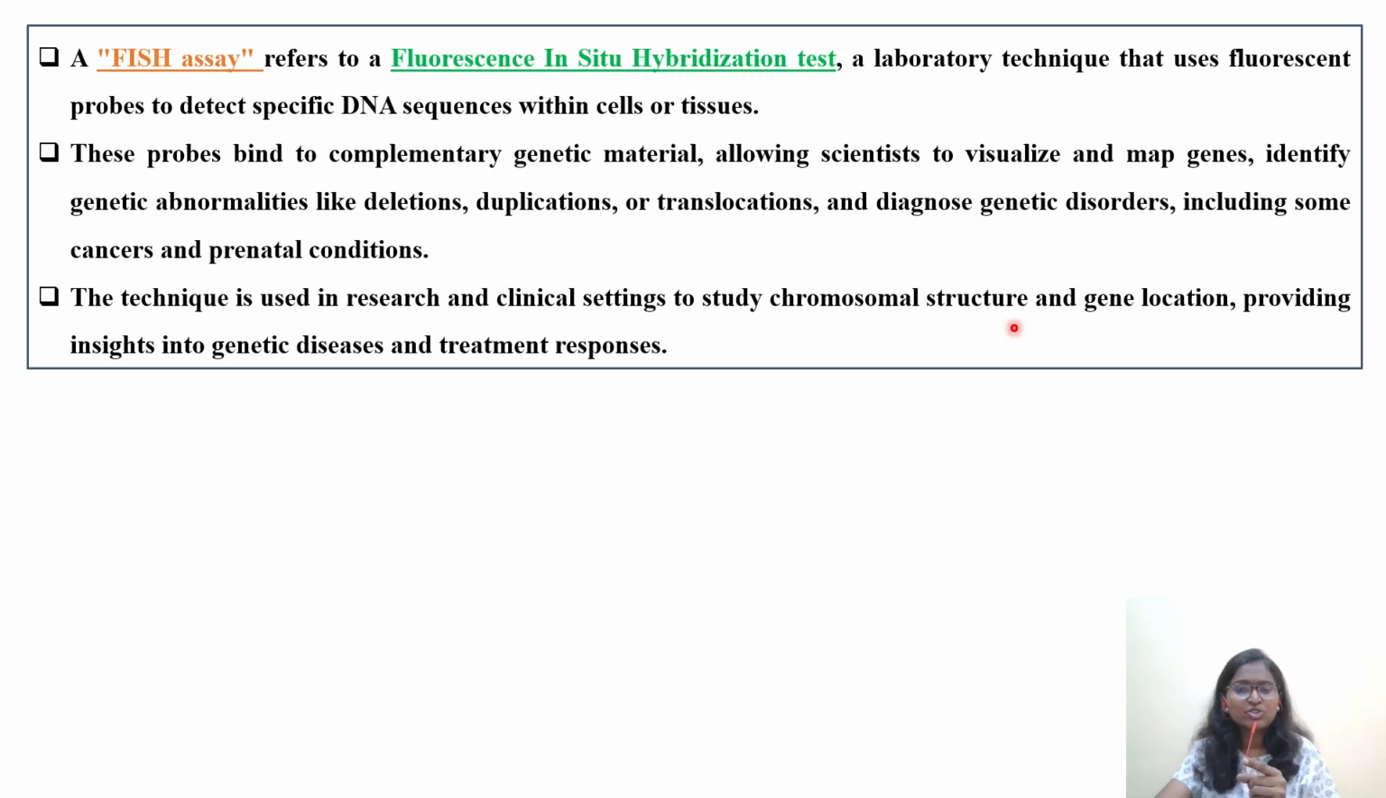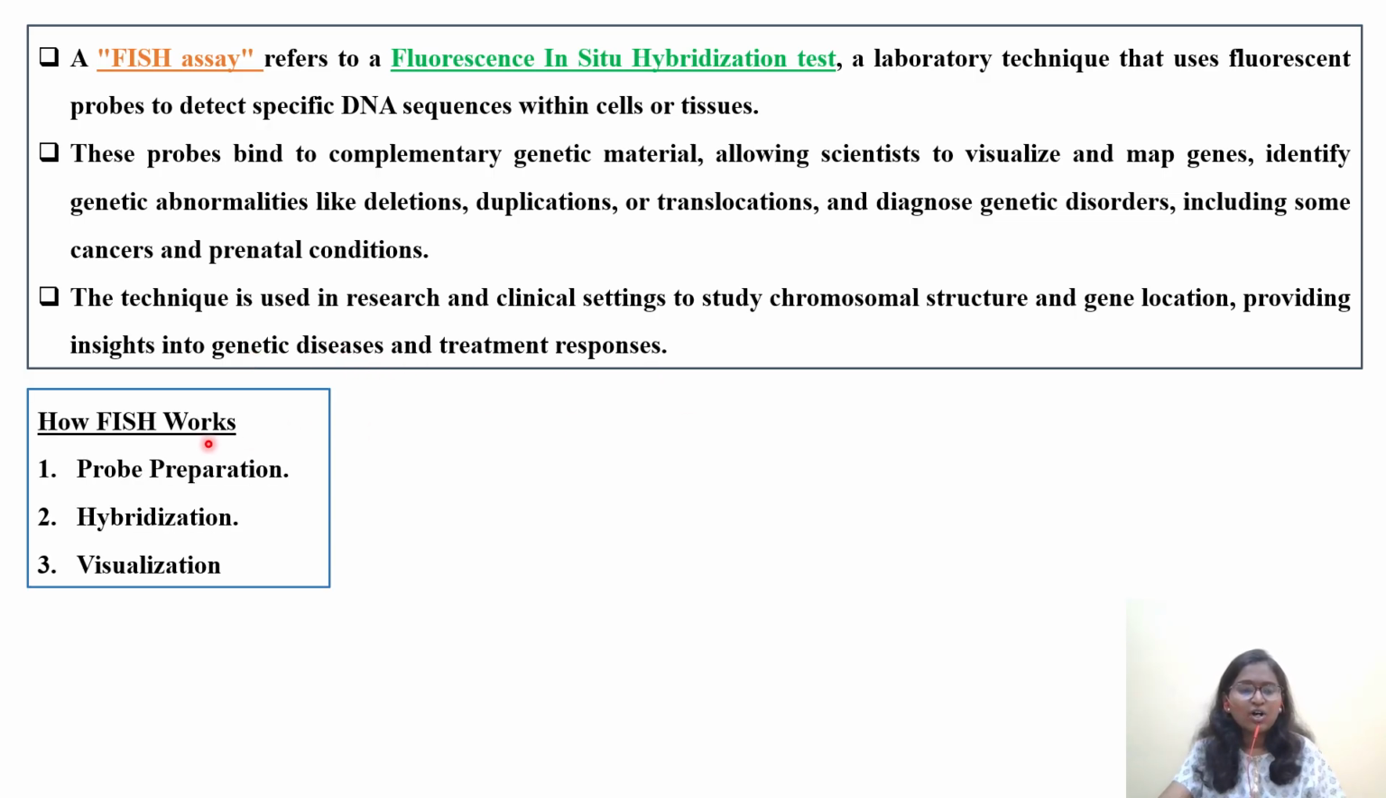If you look at the chromosome structure, we have the centromere, then the telomere. If you remember the typical chromosome structure, the FISH assay will be used to study the chromosomal structure and gene location, providing insights into genetic disease and treatment responses. So how does FISH work? We have three steps. One is probe preparation; first you have to prepare the probe. Second is hybridization. The third is visualization.